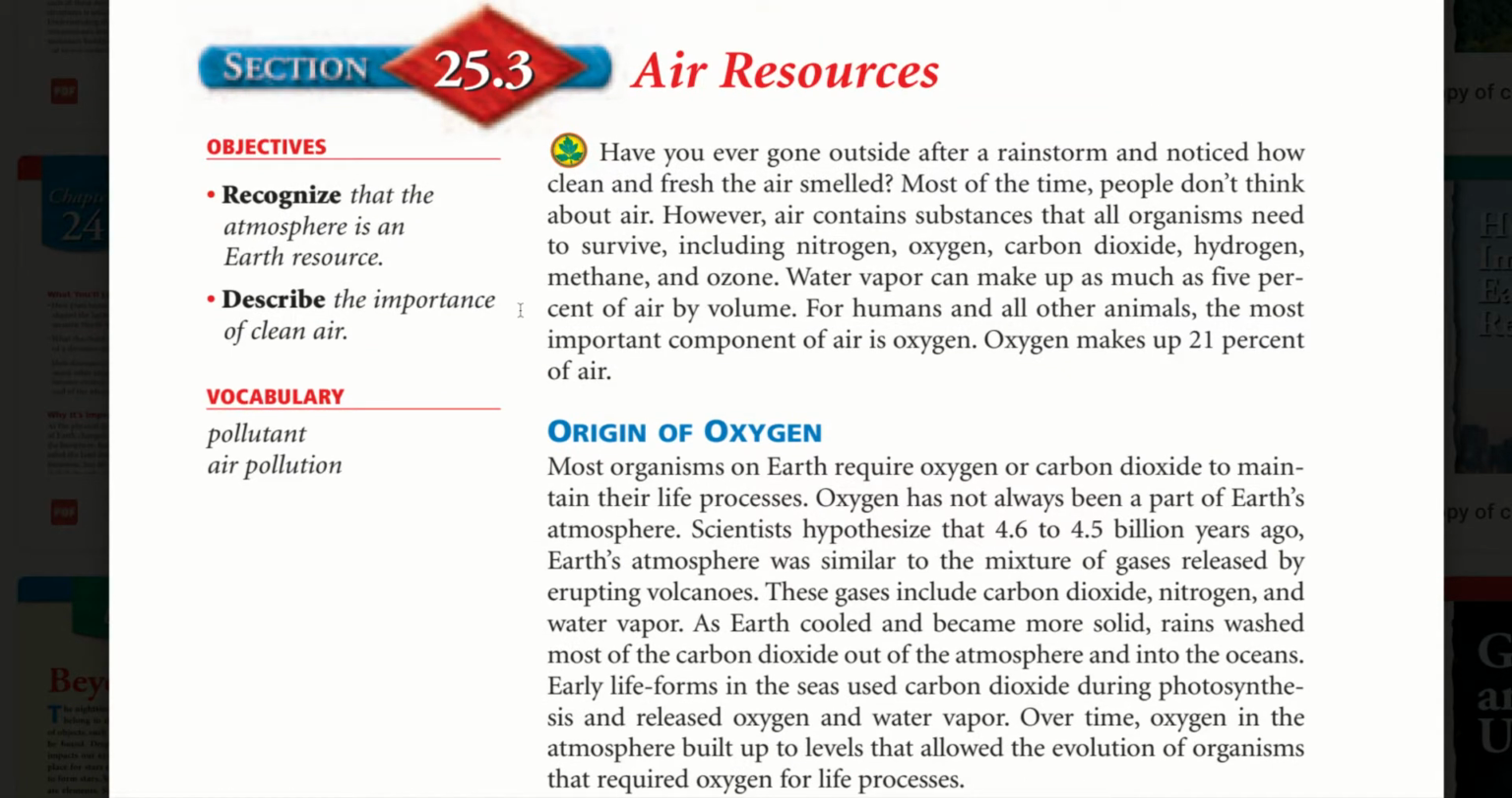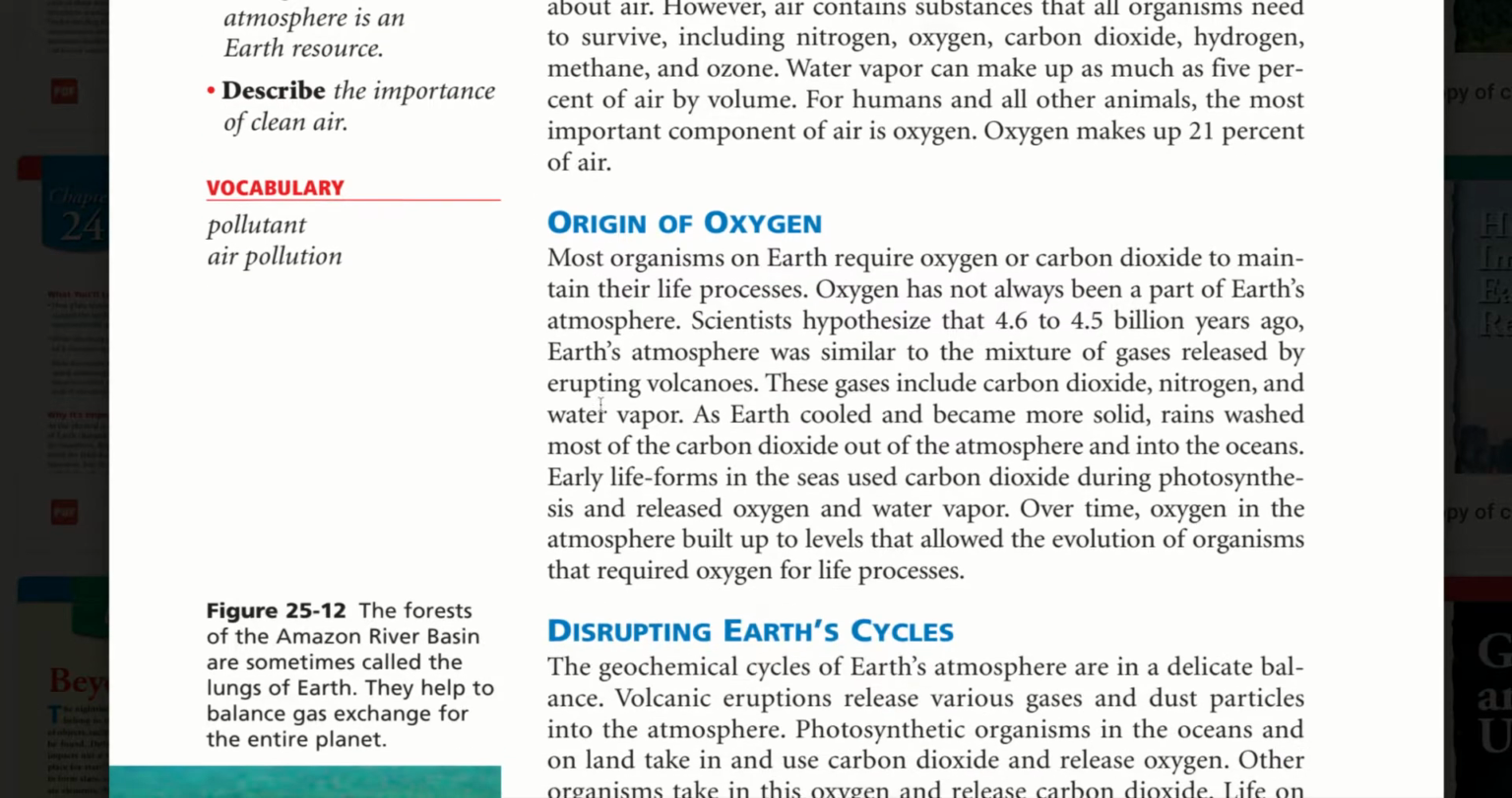Have you ever gone outside after a rainstorm and noticed how clean and fresh the air smelled? Most of the time, people don't think about air. However, air contains substances that all organisms need to survive, including nitrogen, oxygen, carbon dioxide, hydrogen, methane, and ozone. Water vapor can make up as much as 5% of air by volume. For humans and other animals, the most important component of air is oxygen. Oxygen makes up 21% of air.